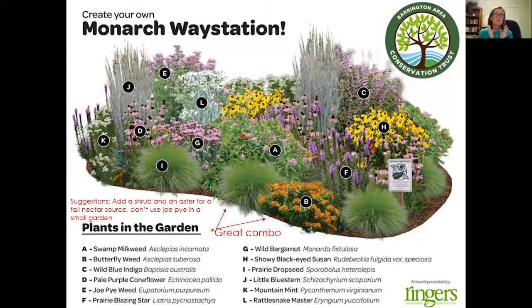I'm going to go over a couple other really early spring bloomers that I would add to this too. And then for a small garden, they have Joe Pye weed in here. Eupatorium, it should be Eutrochium purpureum. Letter E, that's a tough one in a small garden.